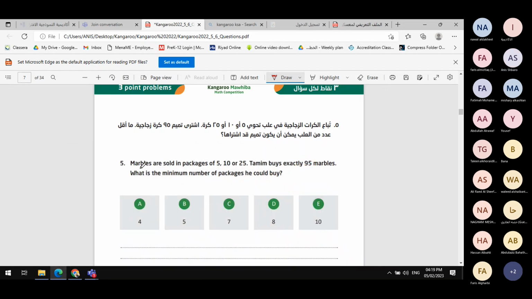Okay. Marbles are sold in packages of 5, 10, or 25. Tamim buys exactly 95 marbles. What is the minimum number of packages he could buy? Okay, what are the ideas? 5, 10, 25, or 95? So 5, 10, and 25. So always, in this type of question, start with the biggest number.